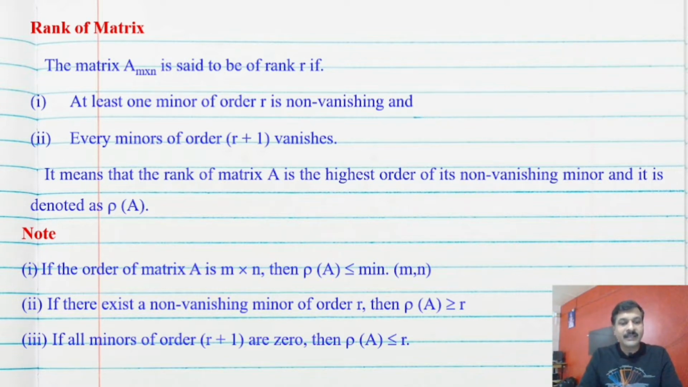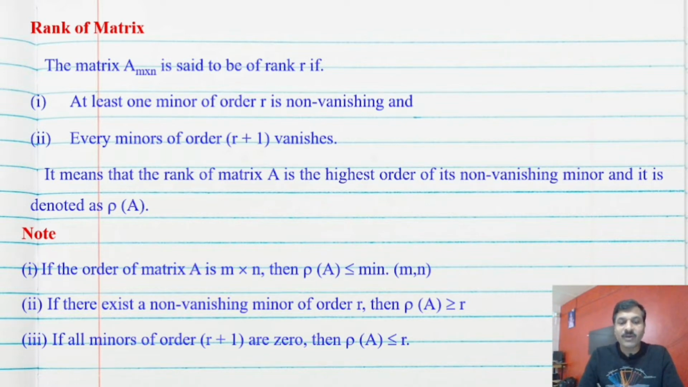Second thing, if there exists a non-vanishing minor of order R, then rank of A is greater than or equal to R. It is very clear from the definition itself. Non-vanishing minor of order R. So definitely highest order non-vanishing minor is greater than this R, means rank of A is greater than or equal to R. Note that these notes are very important. They are directly related to your exam. When we are solving the examples or MCQs, at that time we require these notes. So without fail, you just go through all these notes.